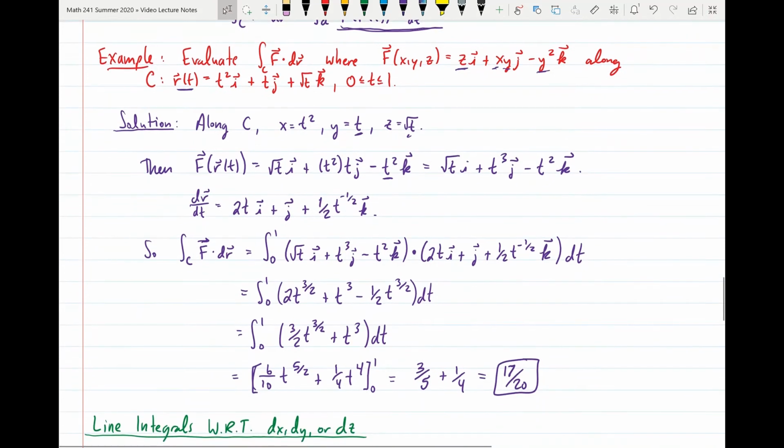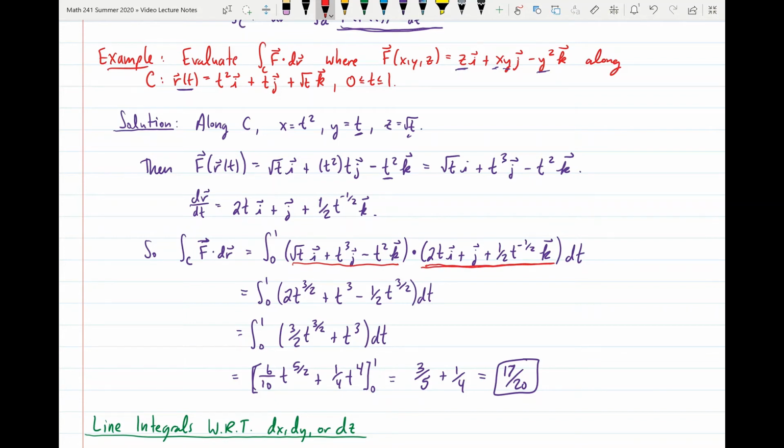So the line integral of f over the curve c will equal the ordinary integral from 0 to 1 of the square root of t i plus t cubed j minus t squared k. So this is just f of r of t that we just found from above. And then we have the dot product of this f of r of t with the derivative of r with respect to t, which we already calculated above.